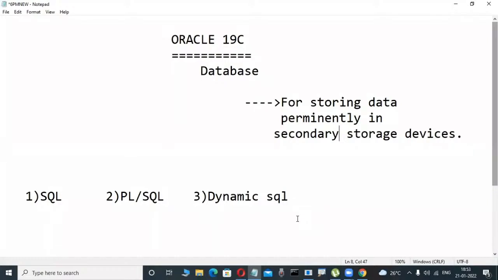ETL developers always need subqueries, joins, materialized views, indexes, partitions. OLAP features like rank, dense rank, and analytical functions like lag and lead are required, and PL/SQL stored procedures.